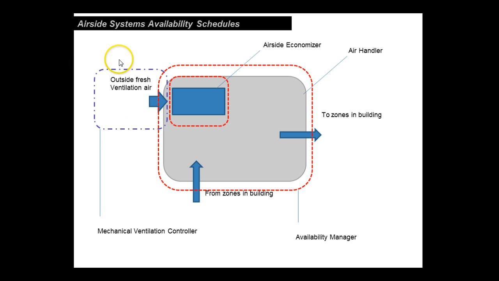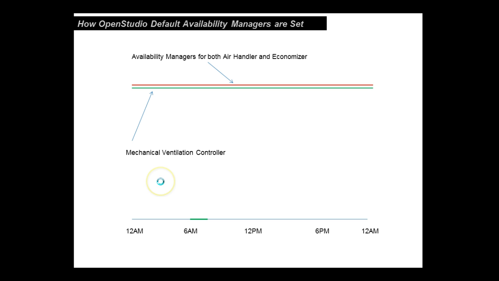And then there also happens to be another controller called a mechanical ventilation controller that you can think of conceptually sitting here, right? Kind of not in the economizer and not in the air handler, but sort of controlling when fresh air is available to the economizer and how much. So let's just say this is a typical day, and it turns out that both the mechanical ventilation controller and the availability manager for both the air handler and the economizer, when you start using these components, are set by default to be always on. And I'll show you in a second, that's kind of a bad thing.